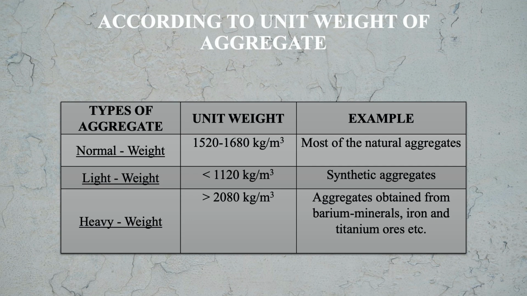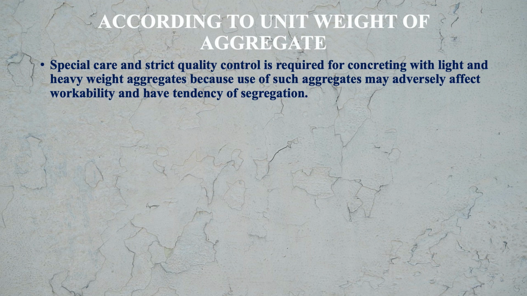Heavyweight aggregates are those aggregates which are having unit weight more than 2080 kg per meter cube, and these are the aggregates basically obtained from barium minerals, iron and titanium ores, etc. Special care and strict quality control is required for concreting with light and heavy weight aggregates, because use of such aggregates may adversely affect workability and have the tendency of segregation. So because of that, special care and strict quality control is required.